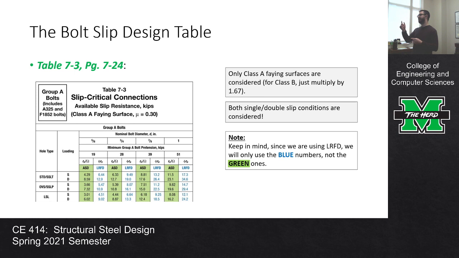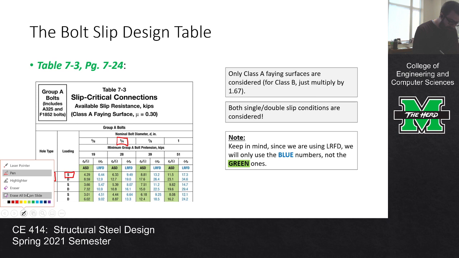Now this table is a little bigger, because there's actually three tables. The page on the left is group A bolts. The page on the right is group B bolts. Now, just like table 7-1, it's organized by bolt diameter. We also have it's not single shear or double shear, it's single slip or double slip. I want to make sure you understand what values you're pulling. First off, if we have a standard hole in single slip, 3/4 inch diameter bolt, notice how it tells you what the bolt pretension is right there. Makes your life a little easier.